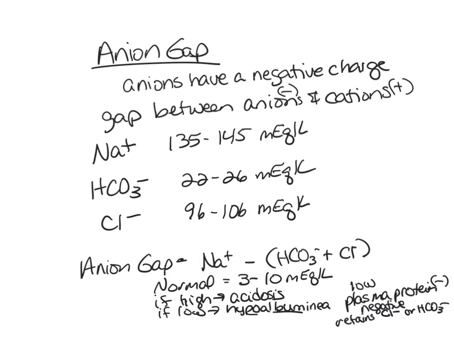When we get together in lab, we're going to go over a couple of different situations with looking at the anion gap. You'll be given the sodium, bicarbonate, and chloride levels, and you'll be taking a look at the gap and seeing, is it too high or is it low, or is it right in between 3 to 10 milliequivalents per liter.